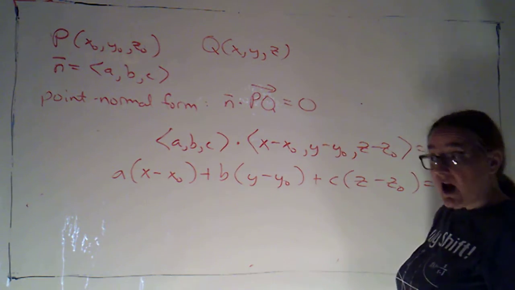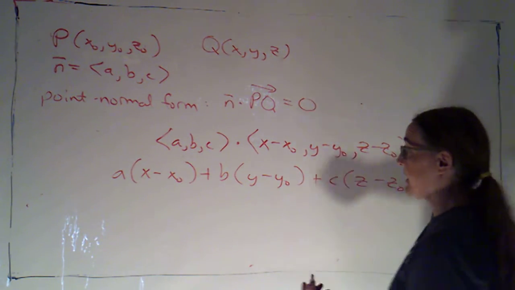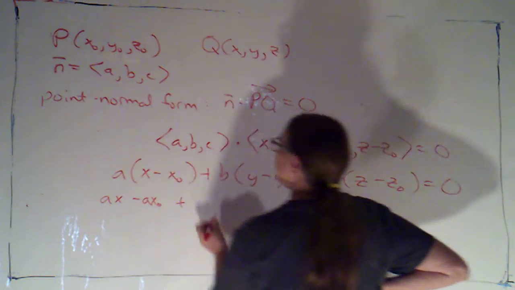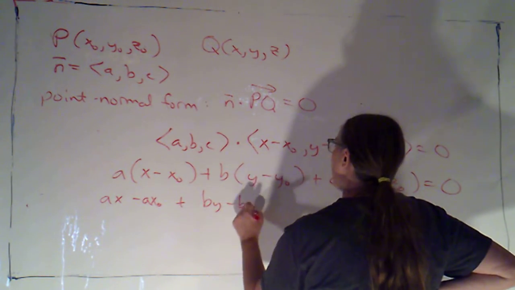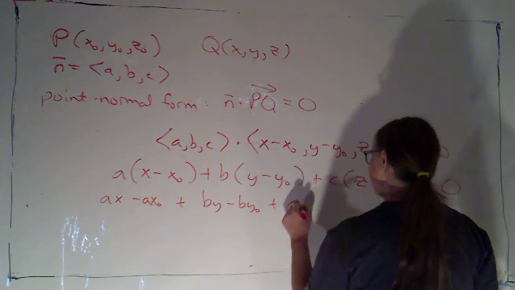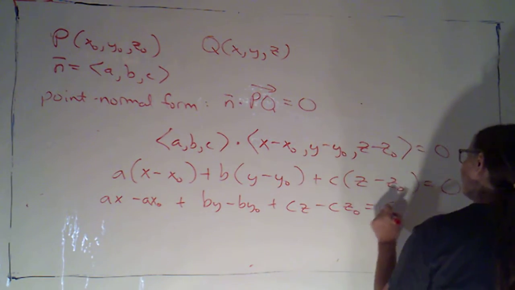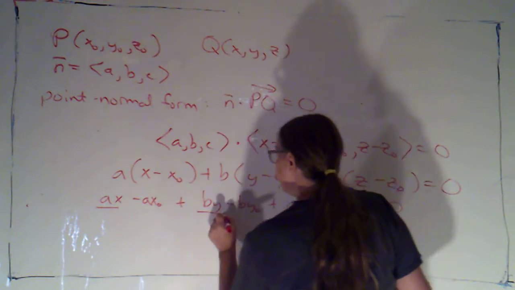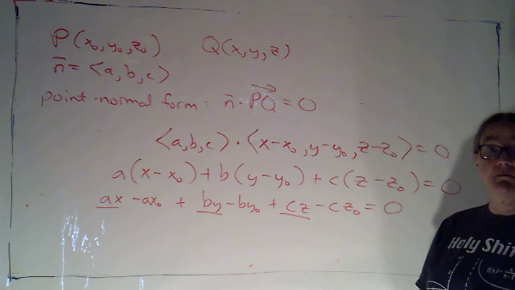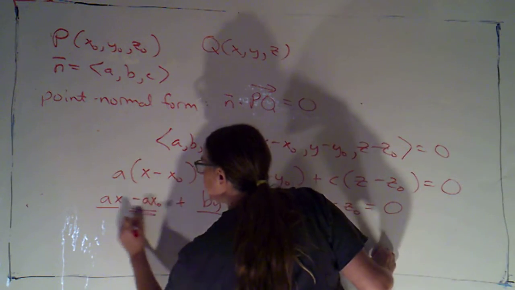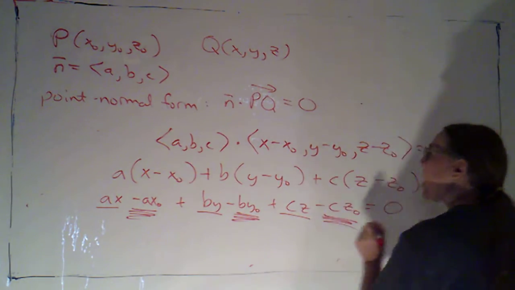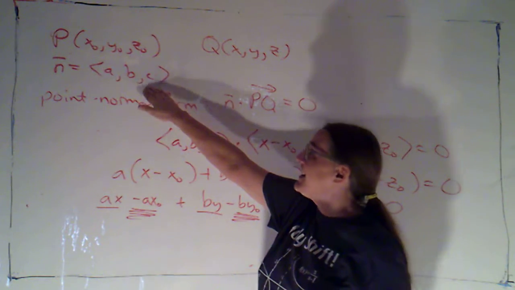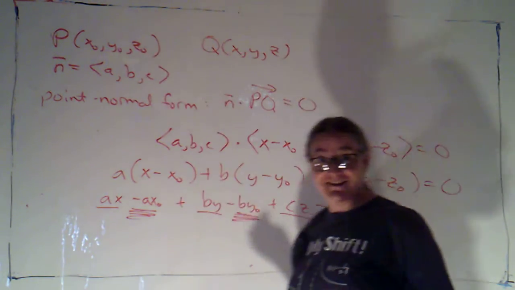Now, if I want to, I could simplify things a little bit further. So I could distribute the a's, and I could say this is ax minus ax naught, plus distribute the b, by minus by naught, plus distribute the c, cz minus cz naught is equal to 0. Now, if I look at this, ax, by, and cz, those are the terms that contain my variables. All of these other terms are just constants. A, B, and C were constants. They were the components of my normal vector. X naught, Y naught, and Z naught were the coordinates of the point that I started with.